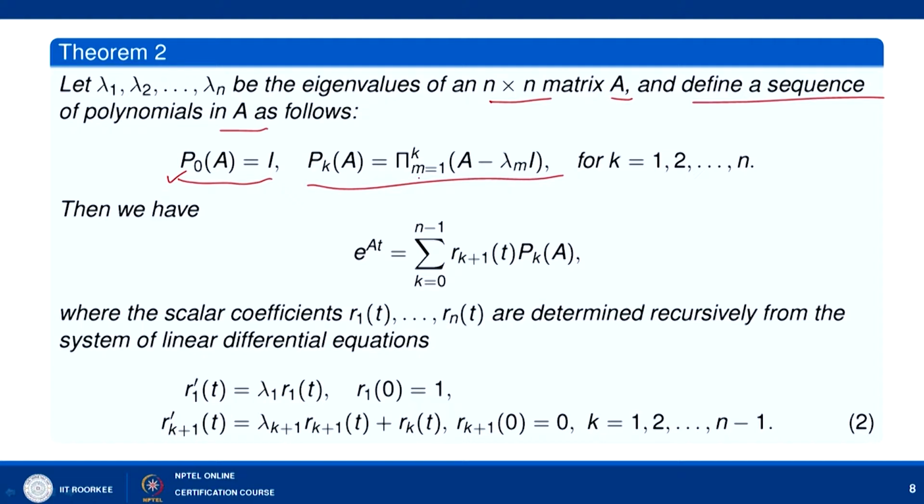So, Pka is basically the product over m equal to 1 to k of A minus lambda m I, for k equal to 1 to n. Please observe here that Pn A is basically the product over m equal to 1 to n of A minus lambda m I. If you look at this, it is basically the product of A minus lambda 1 I, A minus lambda 2 I, and so on, up to A minus lambda n I, and this is nothing but the value 0. So, Pn A has value 0, and for all others Pka is defined like this.